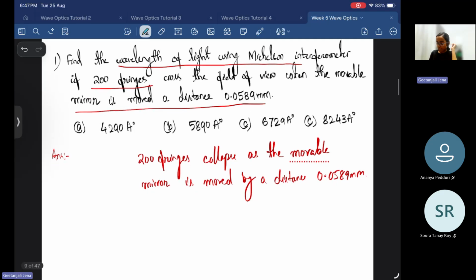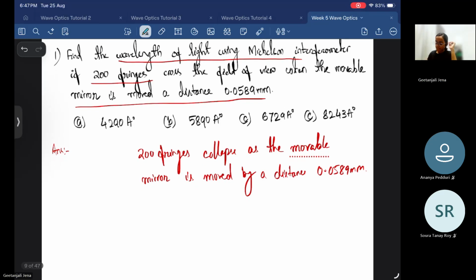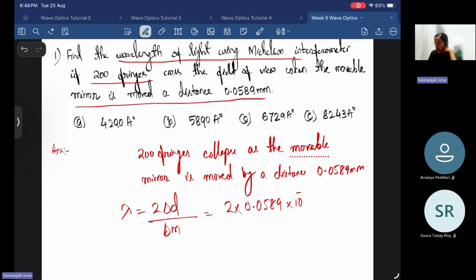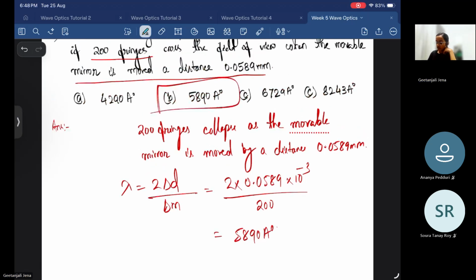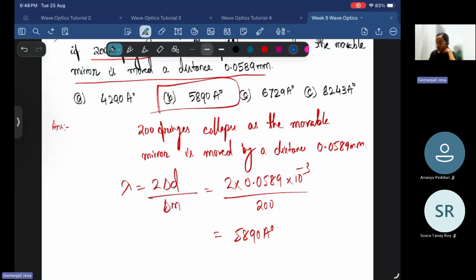Let me know the answer. Yes, the answer is B. So you must have used lambda is 2 delta D over delta m. Delta D is given, which is 0.0589 millimeter, and delta m is 200. So this will give 589012. Okay, so let us move to our next question.